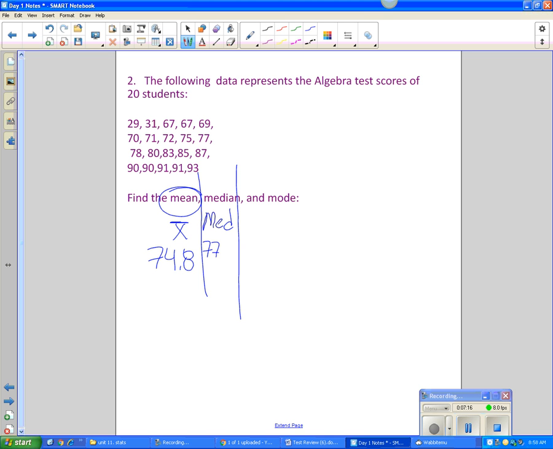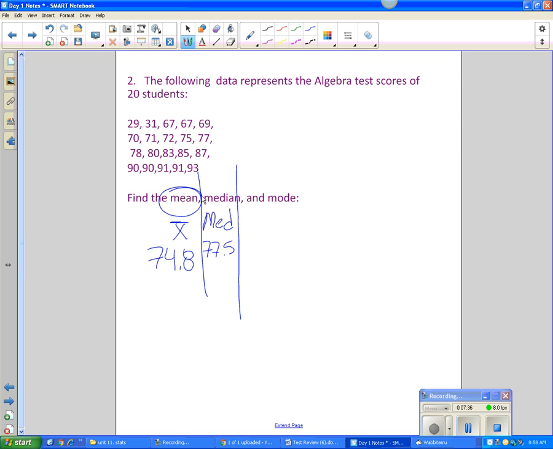Good. The calculator will not do the mode. Riley Kate, tell me about the mode. What does it mean? Like, what's the definition of mode? The one that shows it the most. This one has lots of modes. What's the most that a number occurs?